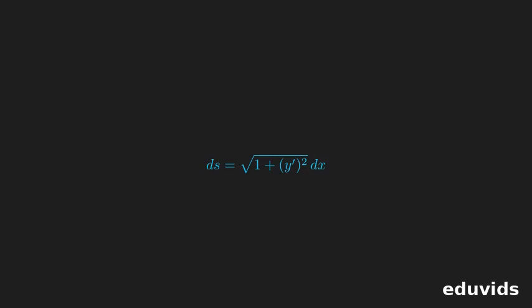Now we must solve our circle equation for y and then find its derivative, y prime. Solving for y gives us the square root of r squared minus x squared. Finding the derivative y prime gives us negative x divided by y.